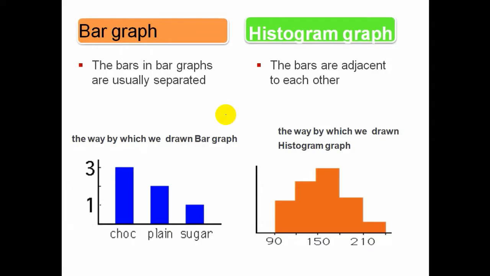Now you see over here, this is a main difference between the bar graph and the histogram. The bars in a bar graph are usually separated. The way by which we draw bar graphs, you see over here, these are the bar graphs, and the way by which we draw a histogram, the bars are adjacent to each other. This is the main difference between the bar graph and histogram. In a histogram, the bars are connected, and in the bar graph, the bars are separated.